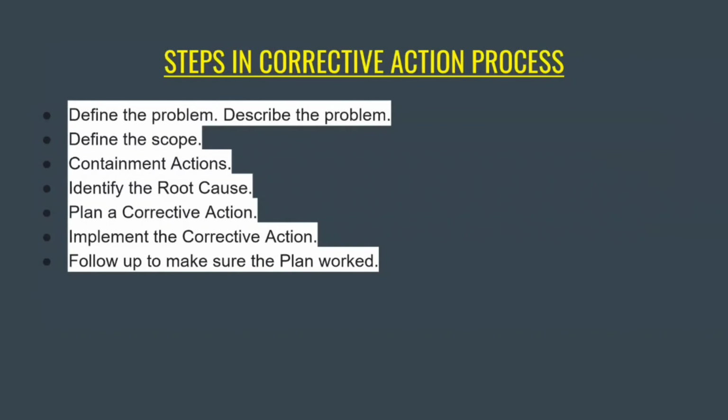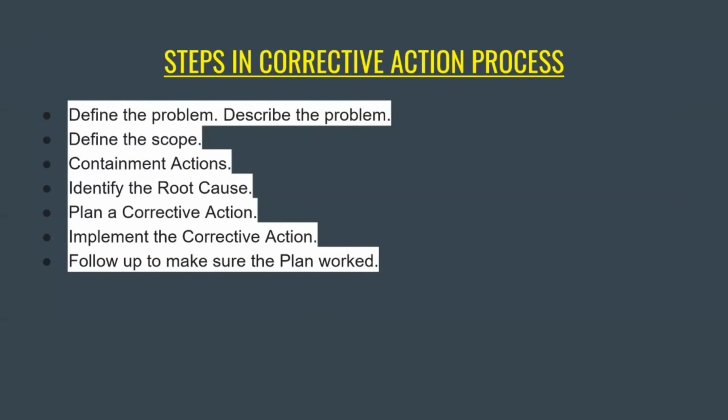And next, we are discussing the steps in corrective actions. The first step is to define the problem. We are describing the problem: what is the problem that happened in the organization? The next step is to define the scope: what are the things that come under these things? And the next step is containment actions.